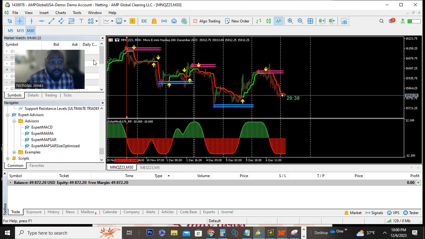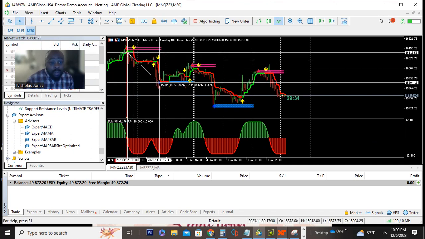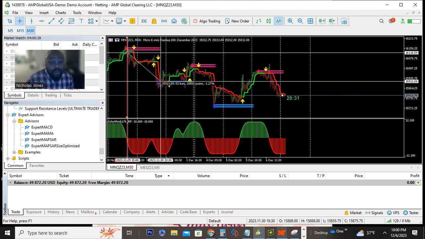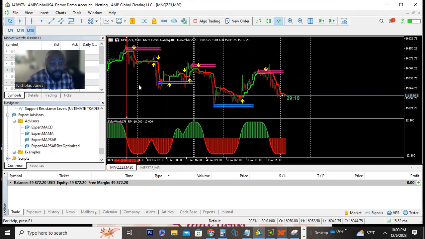You could have caught all of this movement to this point. This would have gave you 50 bars. So this 50 bars with 2 contracts would have probably netted you like $500 to $600, somewhere in that range, right?